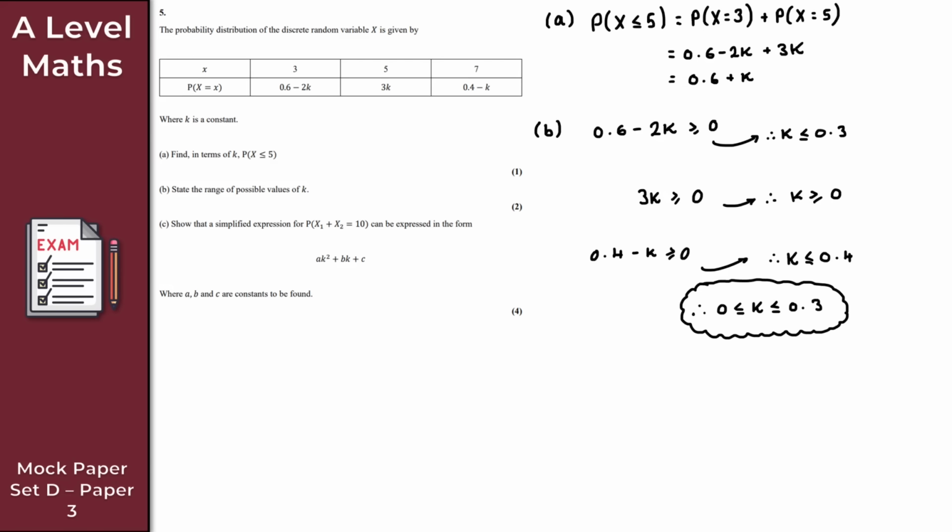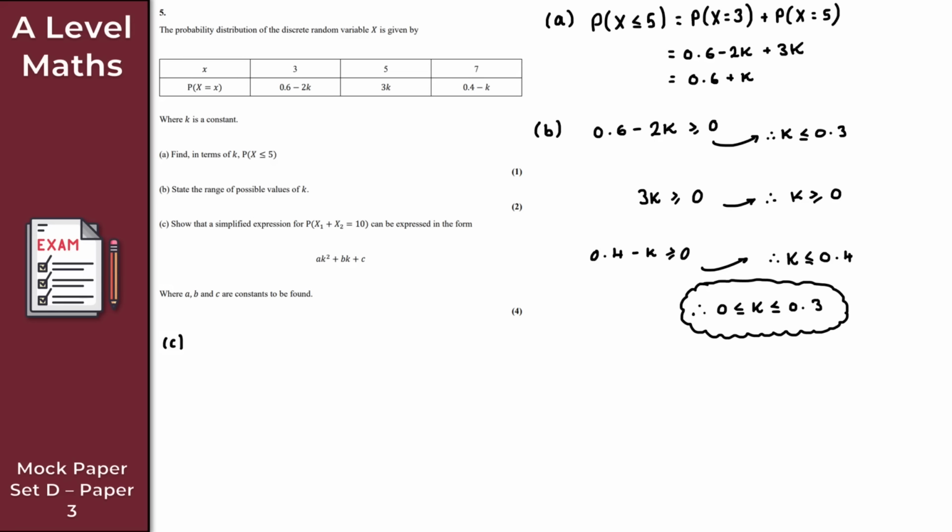And then finally for part C here, let's do this over on the left-hand side. It says show that a simplified expression for this probability here can be expressed in this form: AK squared plus BK plus C, where A, B, and C are all just constants to be found, right? 4 marks for the final part of this question. Now, if you've already attempted our set A predicted paper 3, you'll see a question that is very, very similar to this one here, right?